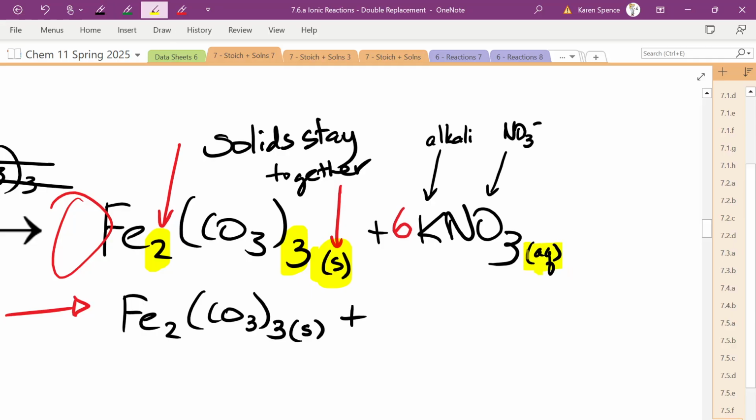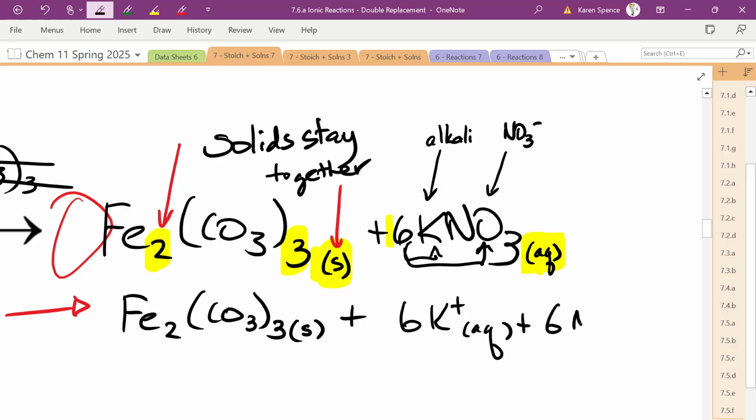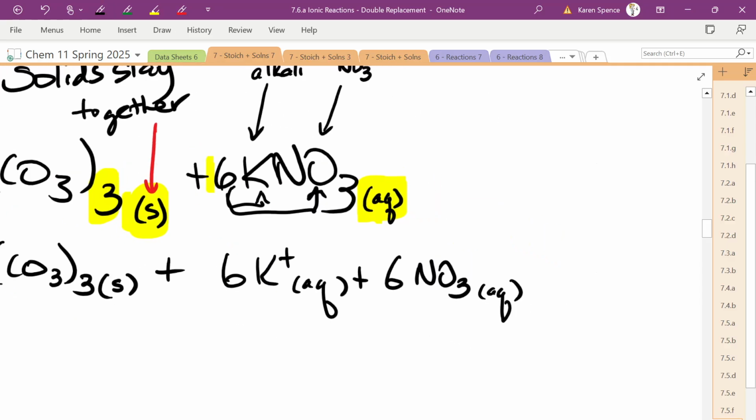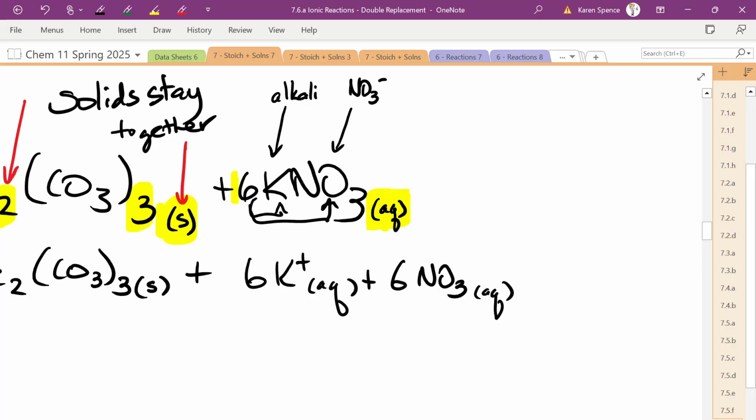And our next one, we are back to aqueous, so we have to split it apart. We have 6 Ks, so 6K plus, aqueous, plus, how many NO3s? 6. 6 NO3s. 6 NO3 aqueous. What have I forgotten? The charge. Okay? Make sure you got that charge on there.